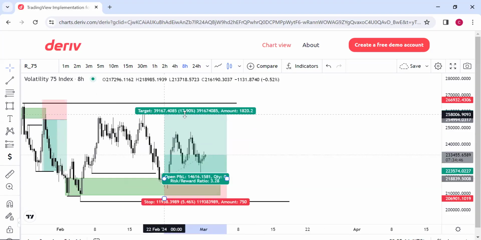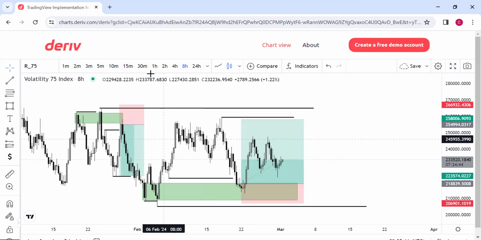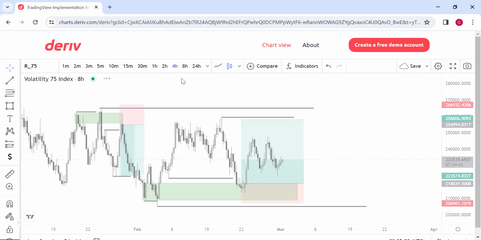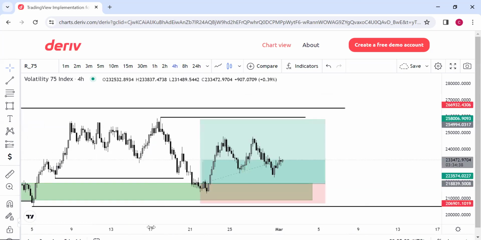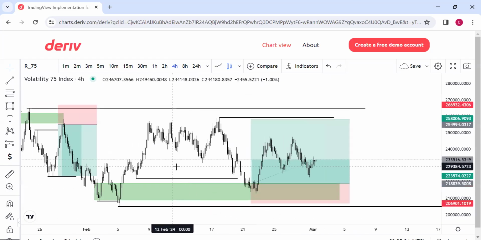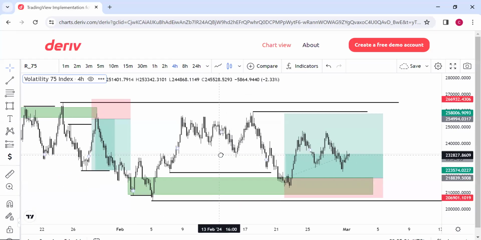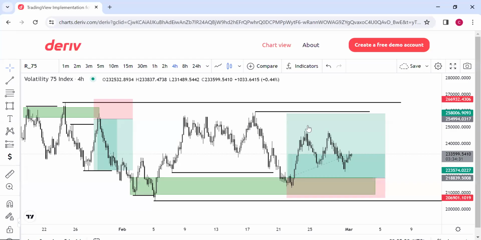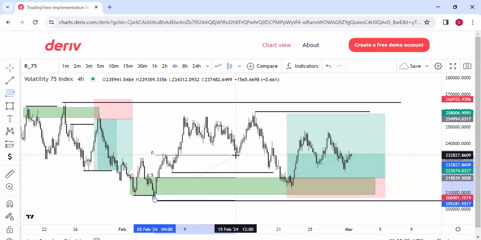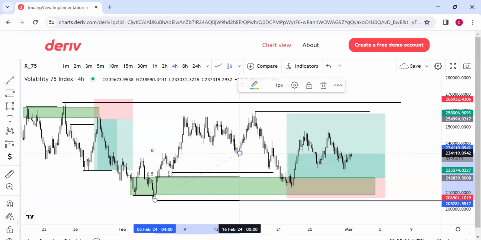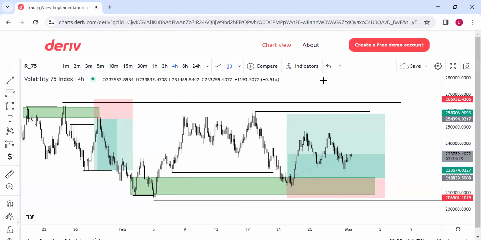But then again, we have this on the 4 hours time frame. Use your Fibonacci to draw. If you want to get the 50% level, use your Fibonacci, like from high to high. You see, the structural liquidity is now at 50%. So that is it.